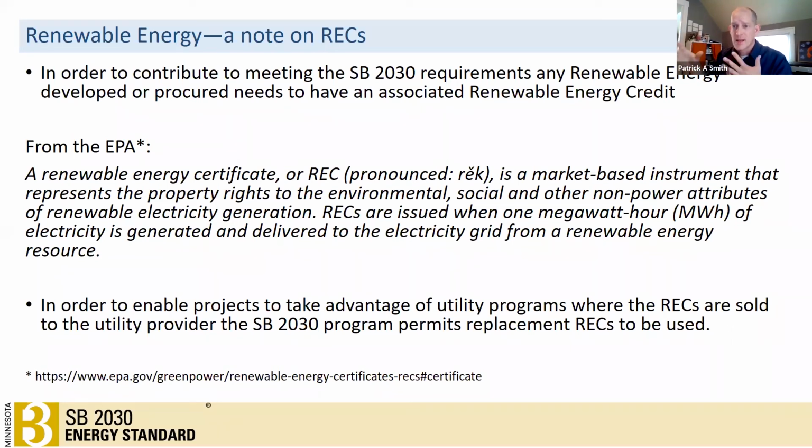So this is a somewhat fussy process called REC arbitrage, but we wanted to put it in place in order to make projects able to access those programs and also to stay within our Department of Commerce rules, where you really do need renewable energy credits to be able to account for renewable development. So you don't have SB 2030 asking for solar development while that's being double counted with Xcel's portfolio requirements.